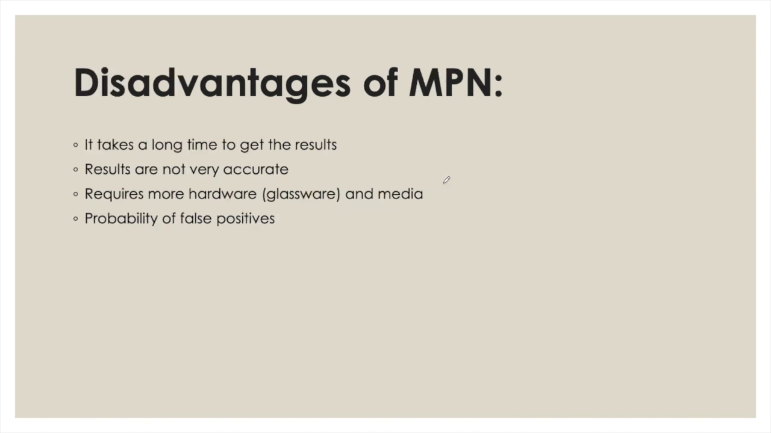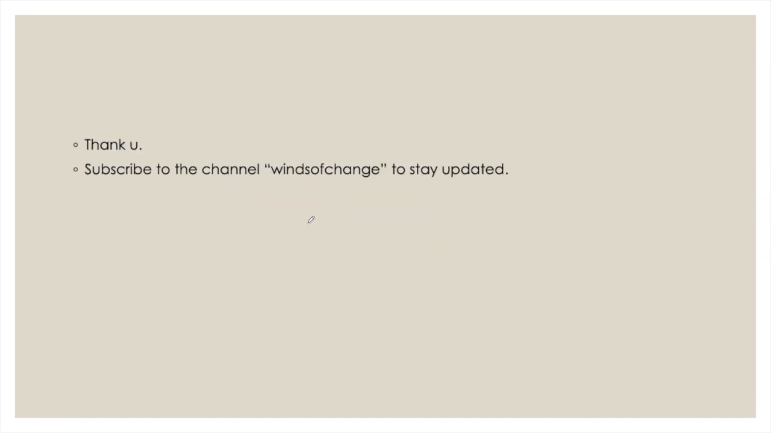A disadvantage of MPN is that it takes a long time to get the result. Usually a minimum of 48 hours is required. Results are not very accurate. We have a probable result, with a 95% confidence limit, and it requires more hardware, glassware and media, as we need Durham tubes and other glass tubes. There is also a probability of false positives. So here we finish with the MPN test. I hope you understood the procedure of the MPN test.